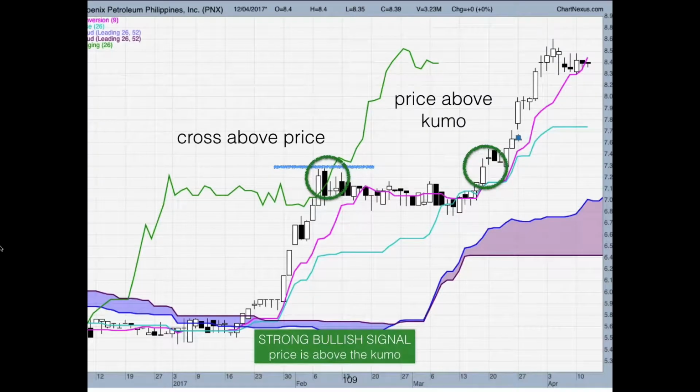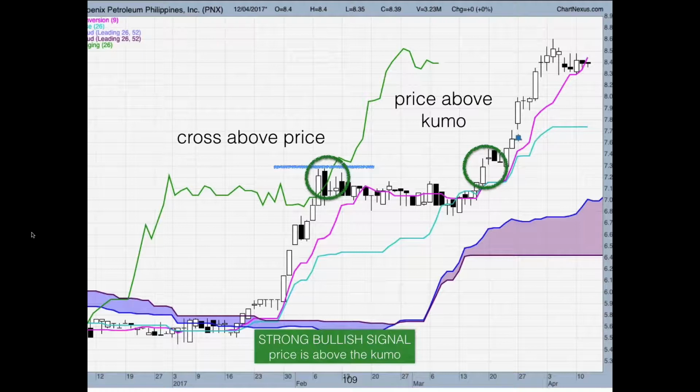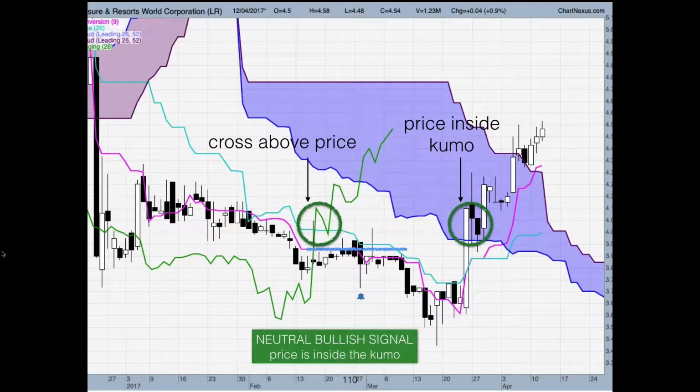So here's an example of a bullish signal, a strong bullish signal. The Chikou span crossed above the prices in this PNX chart. As a result, prices were able to break out and make a strong trend to the upside. This is a strong bullish signal because it happened above the Kumo. Therefore, there are no resistances to stop prices from going up.